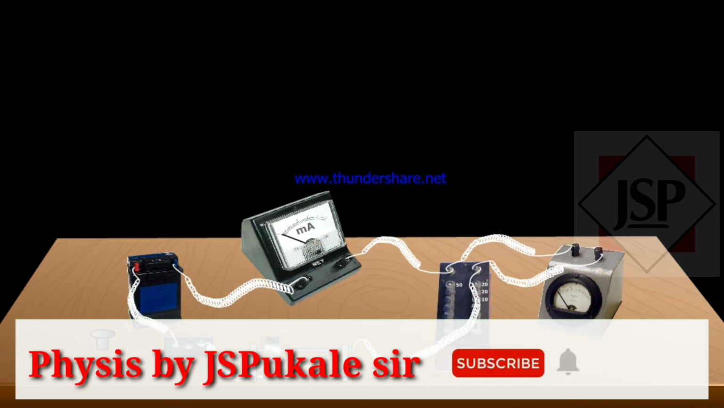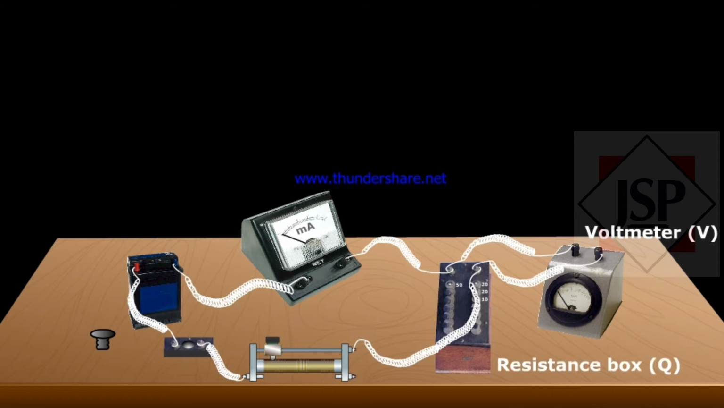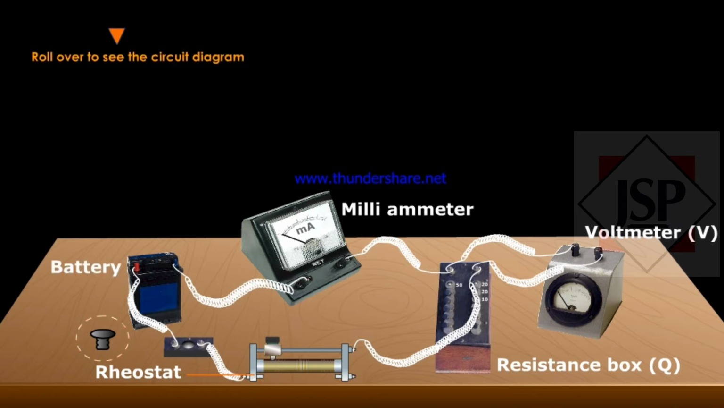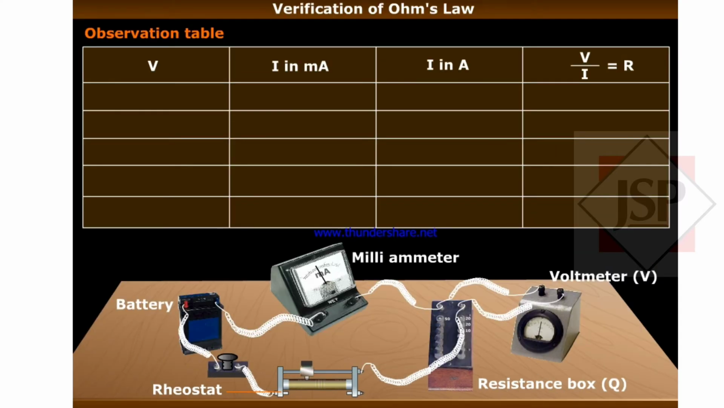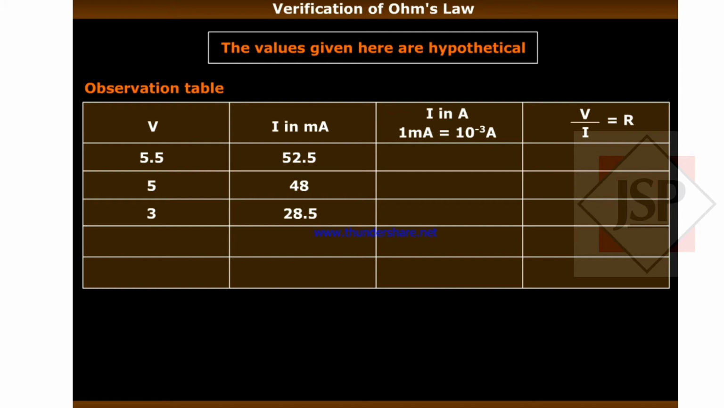Shown here is a circuit with a suitable voltmeter for measuring the potential difference V across a resistance box and a milliammeter for measuring the current I flowing through the resistance box. A rheostat is used for varying the current and potential difference in the circuit. Record the values of V and I in the observation table. Now vary the position of the slider of the rheostat and record V and I. Record at least 5 values of V and I by adjusting the position of the slider of the rheostat.